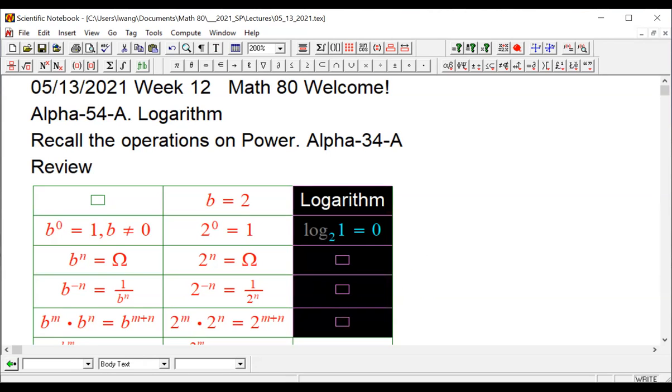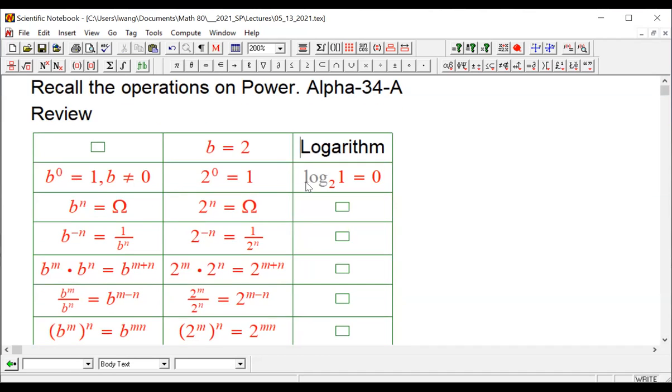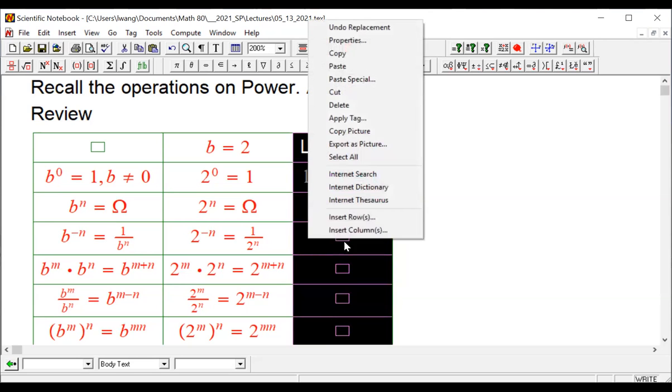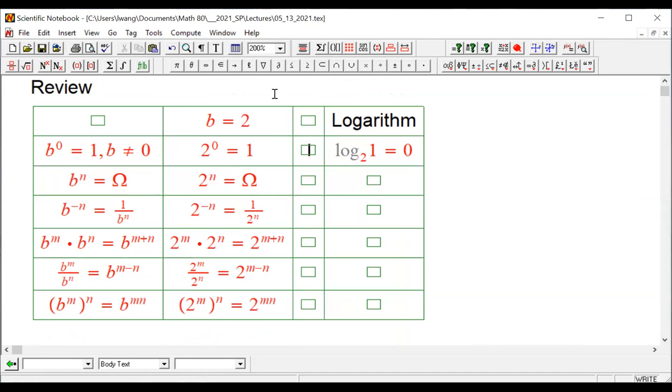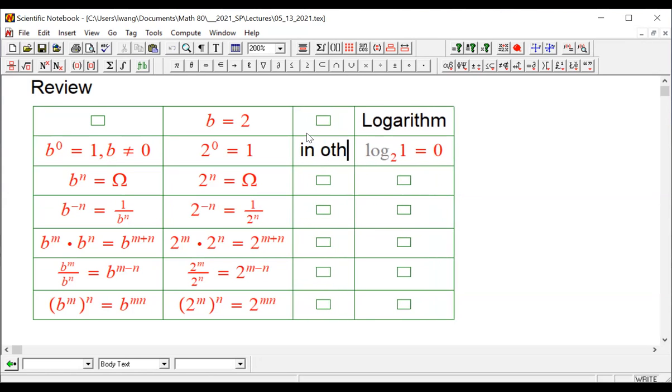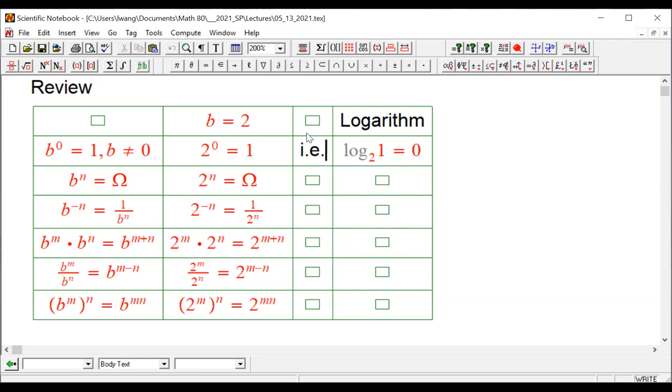All right, so I'm going to insert another row and put these words in here. Column. What this is saying in other words, i.e., that is: 2 to the power 0 equals 1, in logarithm form, is saying log base 2 of 1 equals 0. Are you guys following me?